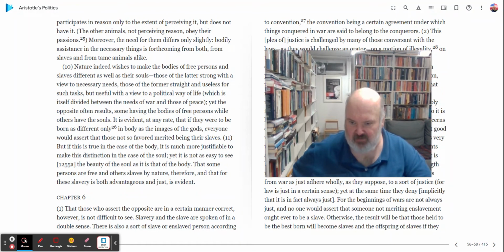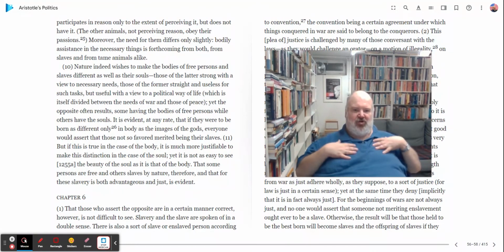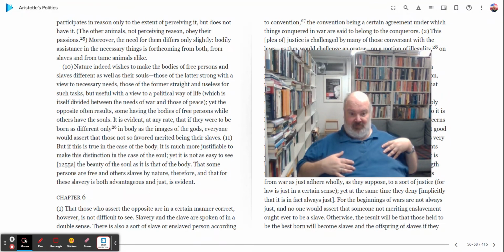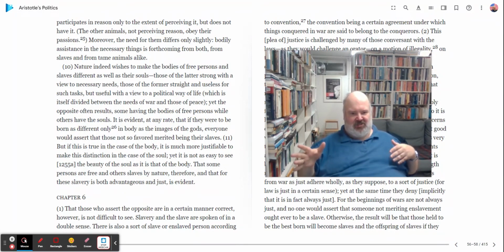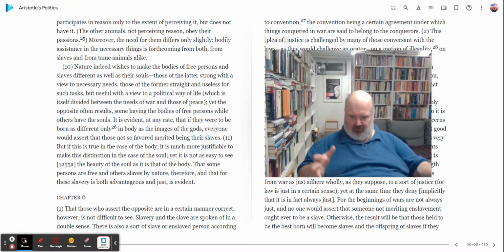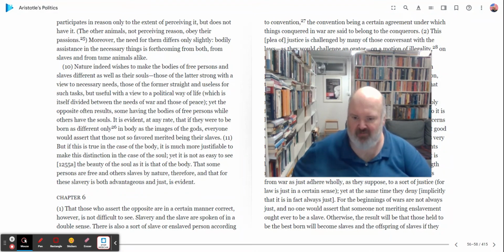But if this is true in the case of the body, it is even more justifiable to make this distinction in the case of the soul. Yet it is not easy to see the beauty of the soul as it is that of the body. In other words, external bodies we can see. The soul we can, by their actions and their doings, but it's harder to see. The beauty of the soul is not as easy to see as the beauty of the body.